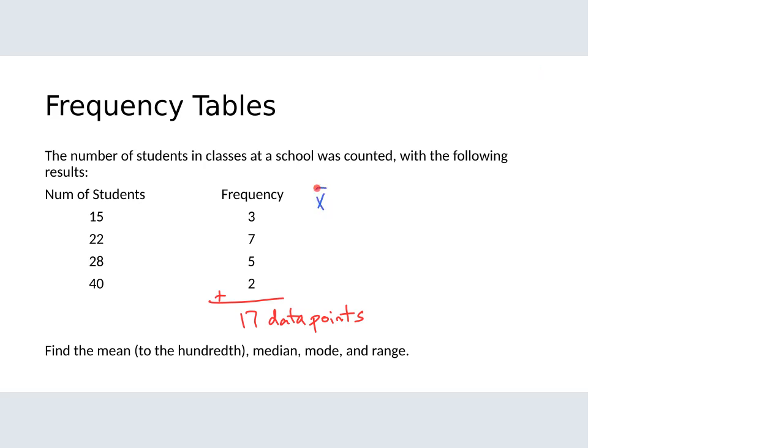And so the mean of this data set, well, I could do 15 plus 15 plus 15. But instead of that, I'm going to use repeated addition. If I want to add up all those 15s, instead of doing 15 plus 15 plus 15, I'm just going to do 3 times 15. Same thing with those 22s. I have 7 22s. I have 5 28s. And I have 2 40s.